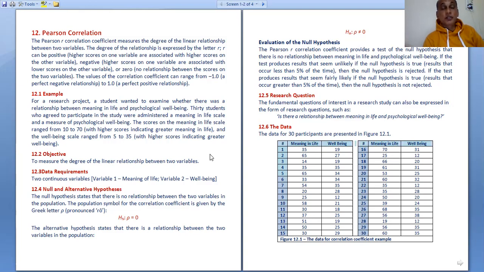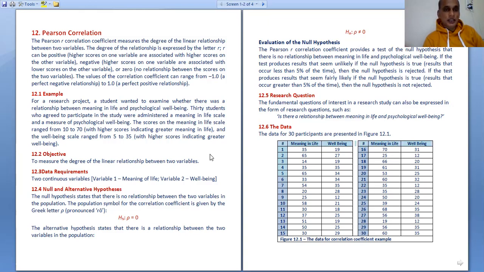In case rho is not equal to 0, it is the alternate hypothesis, supposing that there is some type of positive or negative relationship between the two variables. And to accept the alternate hypothesis, if the value of small p, that is significance, happens to be 0.05 or less than that, we are accepting the alternate hypothesis.